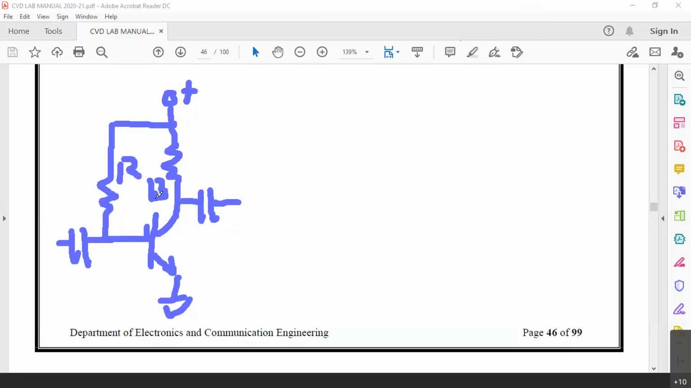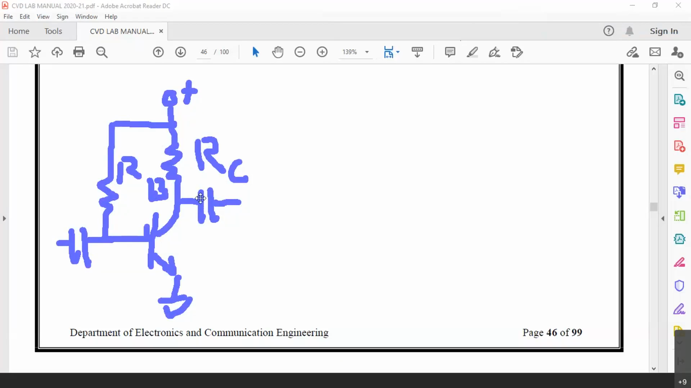We need one base resistance. Then at the collector, we need one collector resistance, because when the transistor switches on, the power supply should not be shorted to ground. That is why we need a collector resistance.